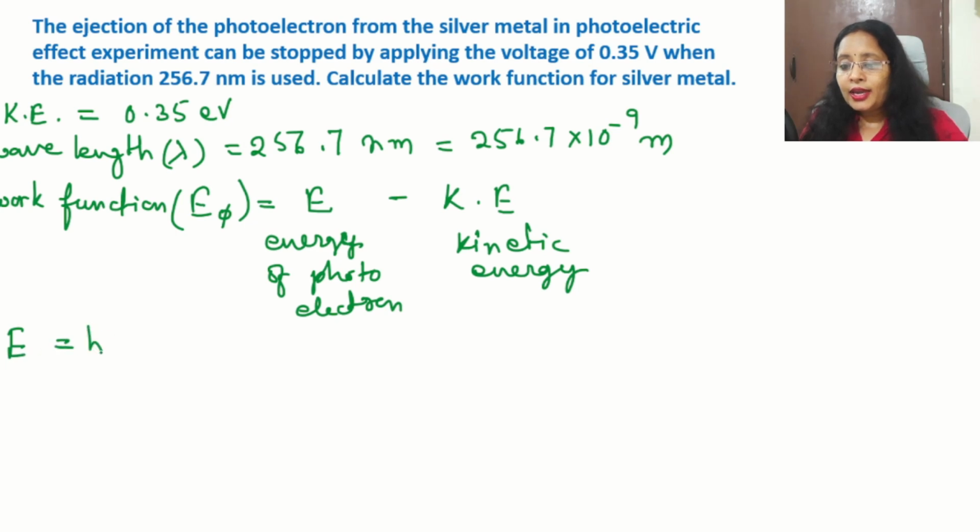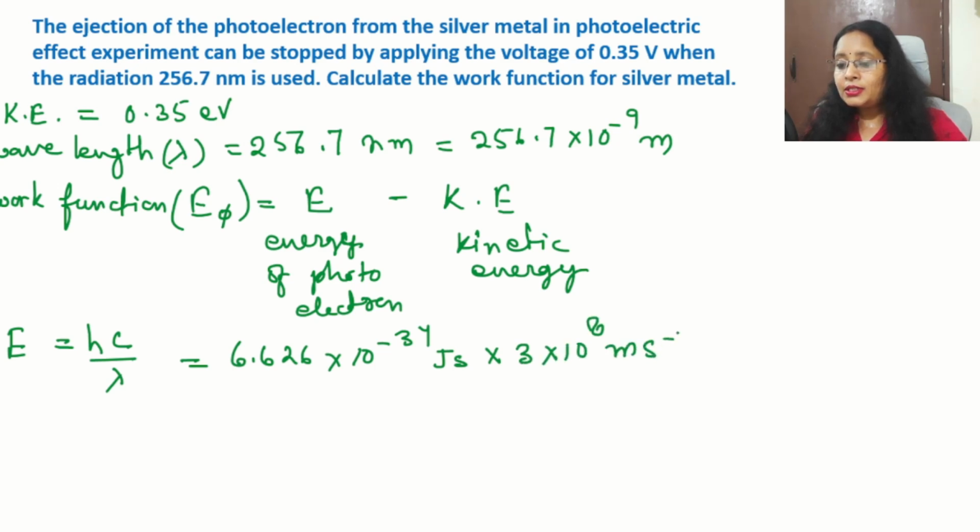energy is equal to hc by lambda. So if we substitute the values here, h is the Planck constant, c is the velocity of light and lambda is the wavelength which is given here, we can calculate the energy. Let's start. H value is 6.626 into 10 to the power minus 34 joule second multiplied by c, 3 into 10 to the power 8 meter per second, which in turn is divided by 256.7 into 10 to the power minus 9 meter.